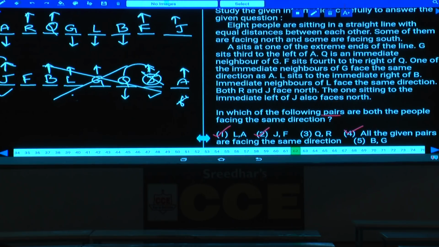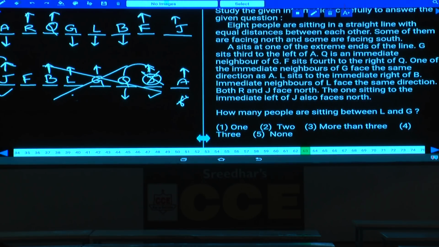Then question number 63. Now how many people are seated between L and G? Now between L and G, how many persons are there? There is no one in between L and G. No one, that is choice 5, none.